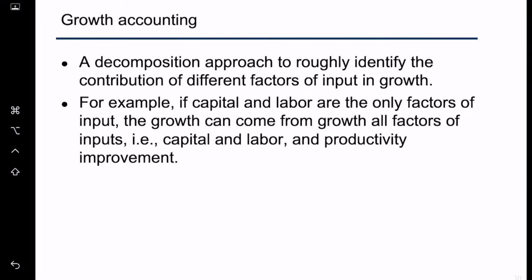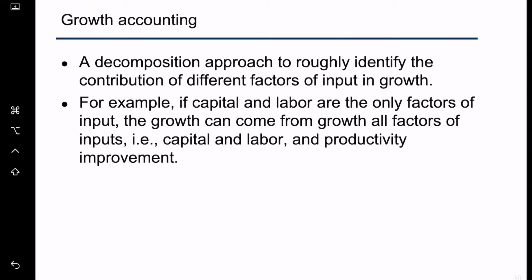So now let's move on to talk about growth accounting, which is a decomposition approach to roughly identify the contribution of different factors of input in the production process. For example, if capital and labor are the only factors of input, then the growth can come from the growth of all the factor inputs, that is, the capital and labor.